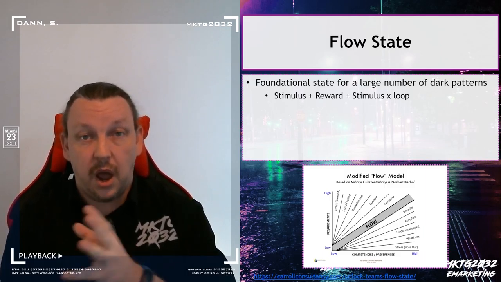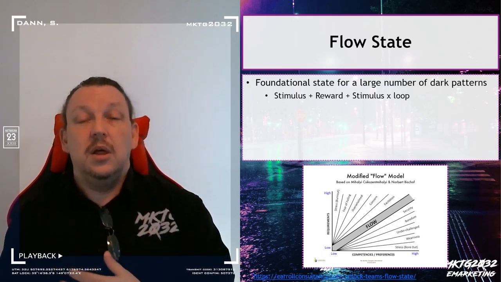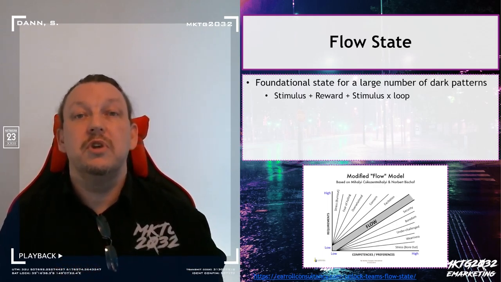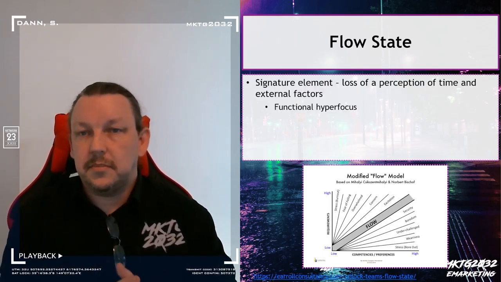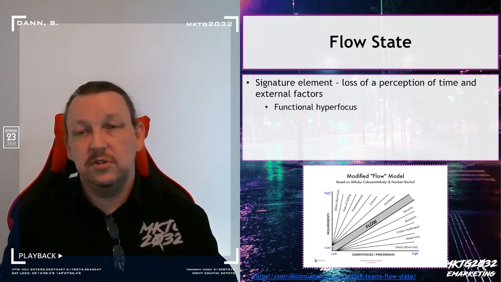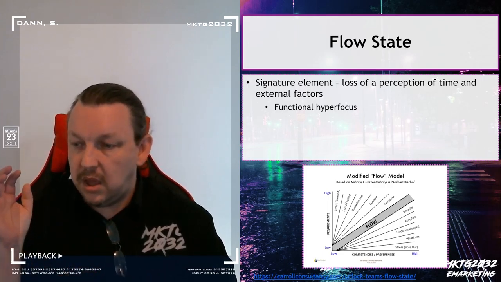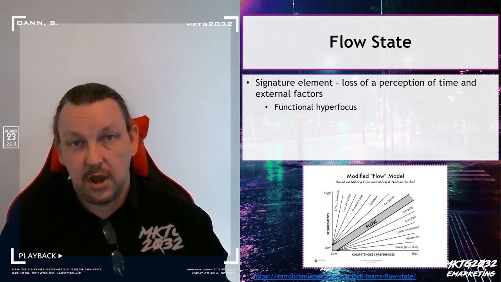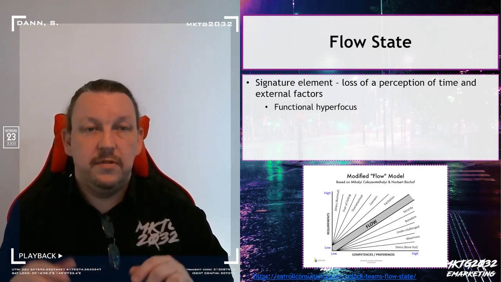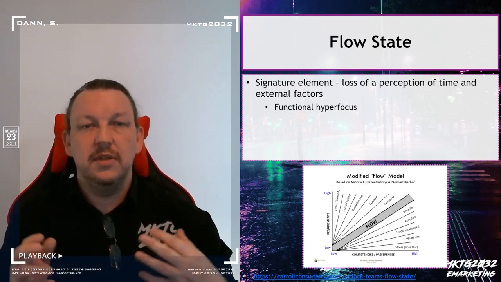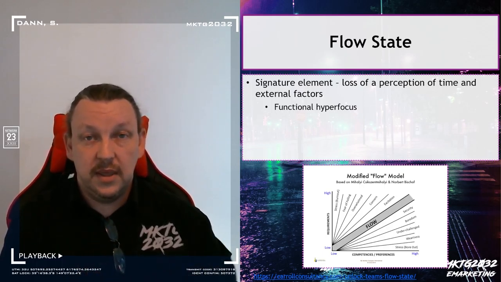As I'm recording these videos, I am using a timer to stop me from dropping into a flow state where I will talk continuously for 2 to 3 hours when I'm trying to knock these out in 45 minutes to an hour. So the signature element of functional hyperfocus is loss of perception of time. Re-enable time perception by having timers. Re-enable time perception by having alarms. Have a trigger that can bring you back out of flow state if you find yourself increasingly vulnerable to it.